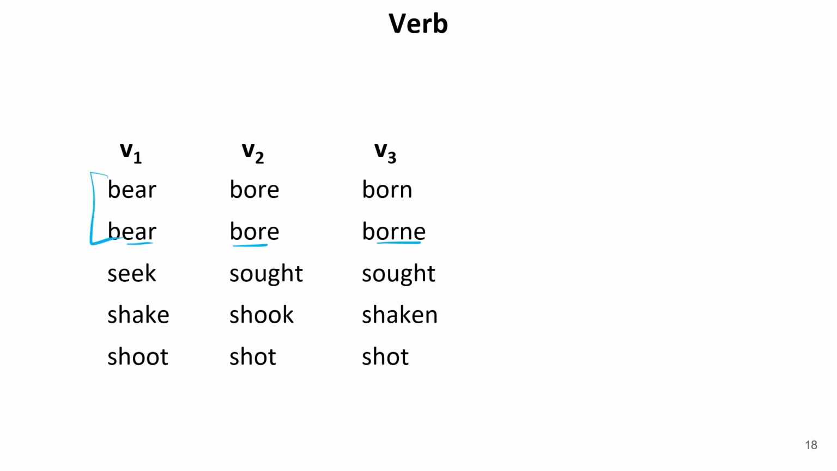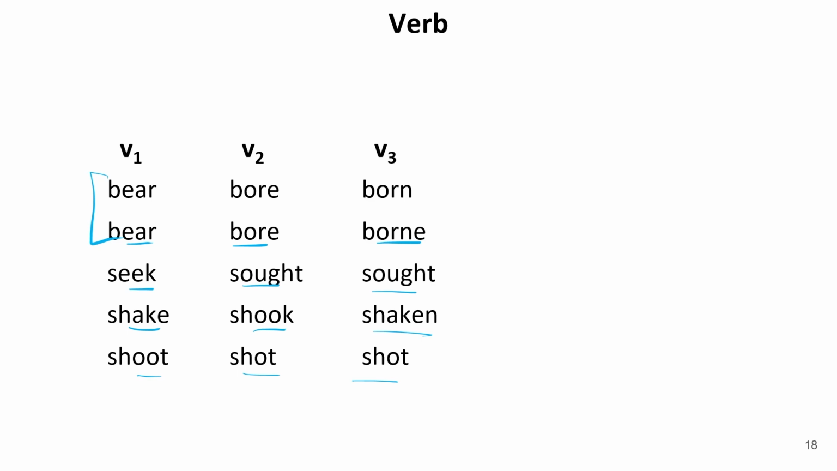Now, the meaning of the two differs from each other. Seek, sought; shake, shook, shaken; shoot, shot, shot. So we have some other forms: here we have shake, then the second form is shook and the third form is shaken. Now we cannot write shaked. No, that is incorrect. We have other forms of that particular verb.